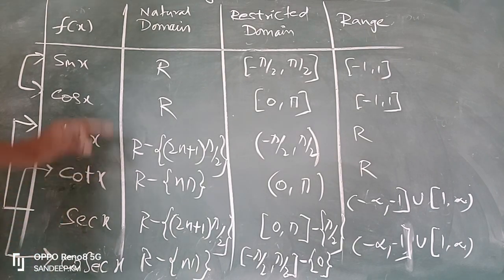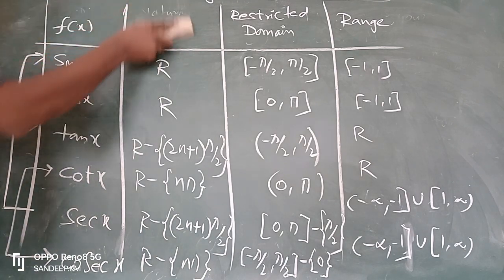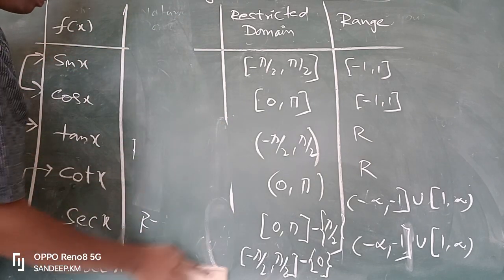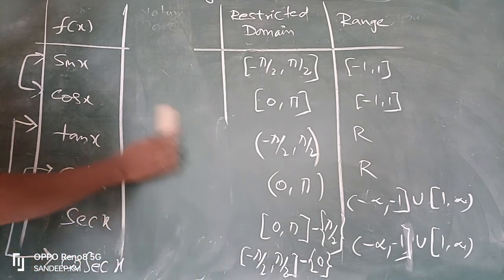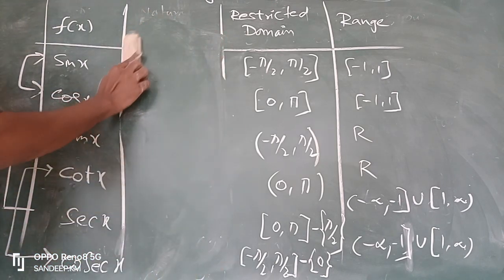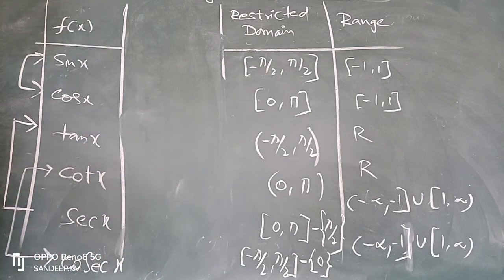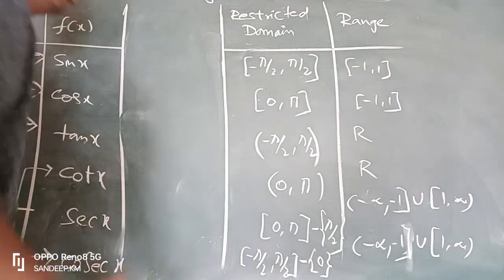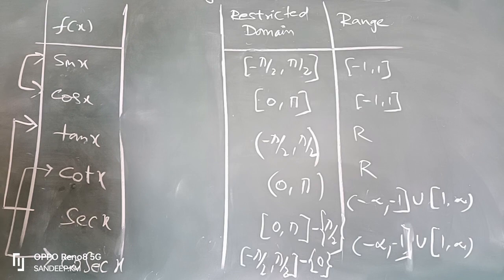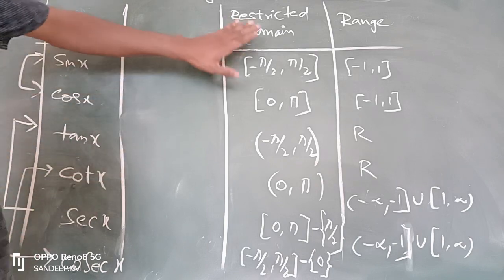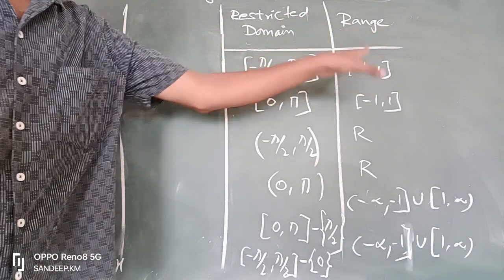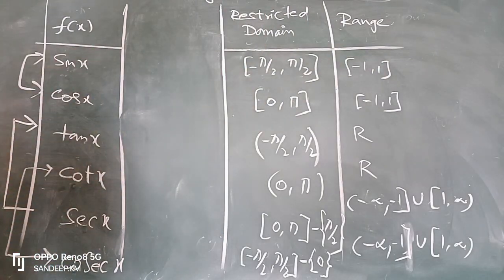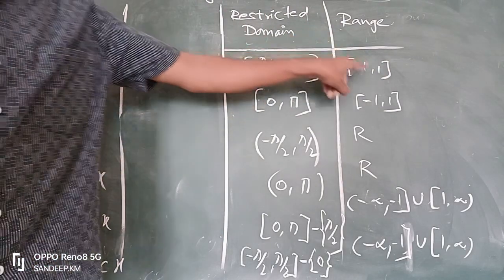So this table is very important, the restricted domains of these. After this, let us ignore natural domains. Now trigonometric functions are going to be bijections only in this domain and for this range.